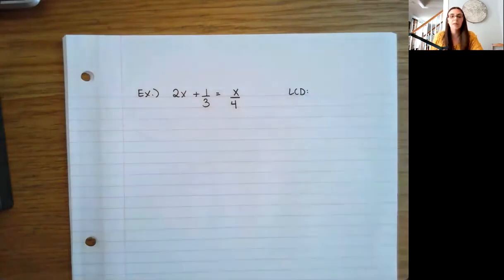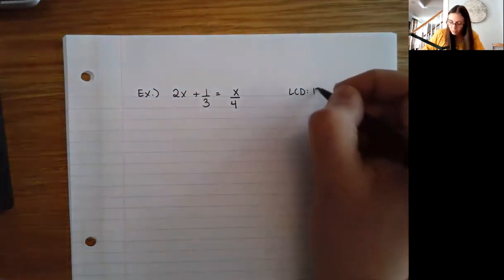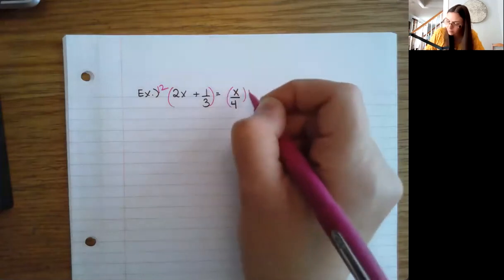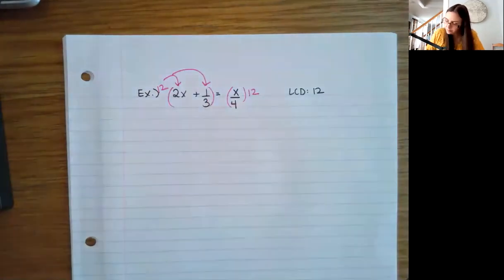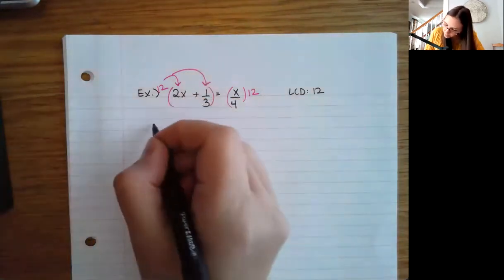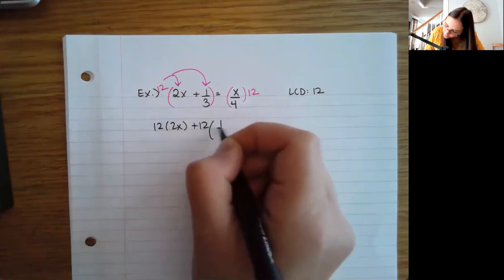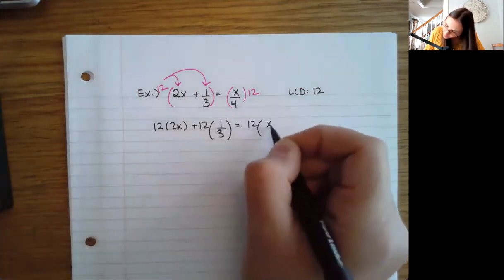All right, here I have denominators of 3 and 4, which is going to be 12 for my least common denominator. So I'm going to go ahead and multiply both sides by 12 here. Again, I don't have any parentheses, which keeps it a little bit easier. And I do want to go ahead and distribute. So I have, let's see, 12 times 2x plus 12 times 1/3 equals 12 times x over 4.